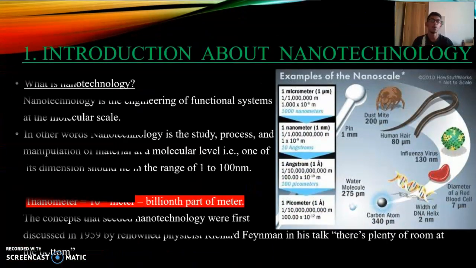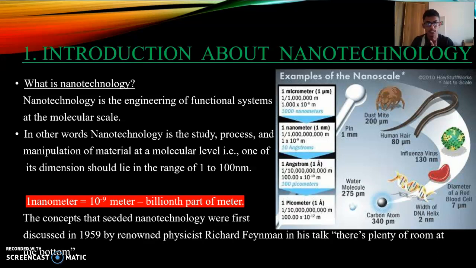So as I told you in the beginning, what is nanotechnology? Nanotechnology is the engineering of functional systems at the molecular scale. That is, one of its dimensions should lie in the range of 100 nanometer. For example, if you take a human hair, its dimension is like 80,000 nanometer. So if you want to make it nanotechnology, then its dimension should lie in the range of 1 to 100 nanometer. This is possible only when you cut the hair horizontally such that its dimension is less than 100 nanometer. By this, we can tell that 1 nanometer is equal to 10 power minus 9 meter, which is simply called a billionth part of a meter.